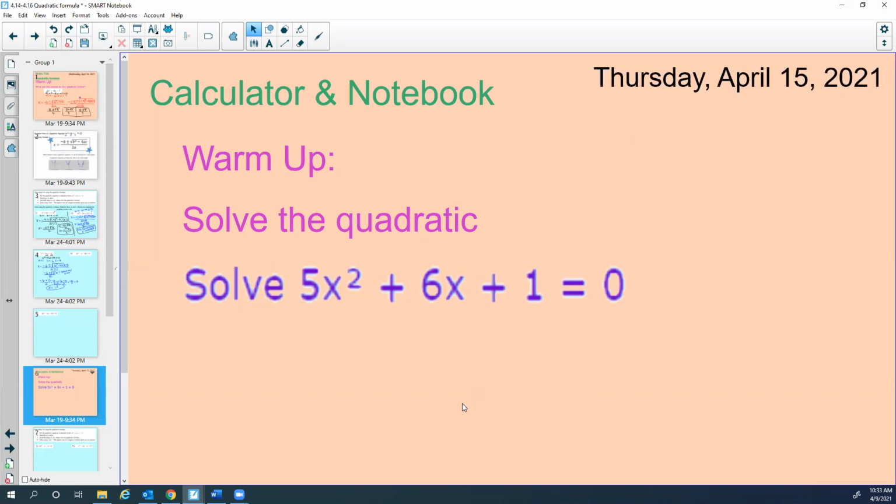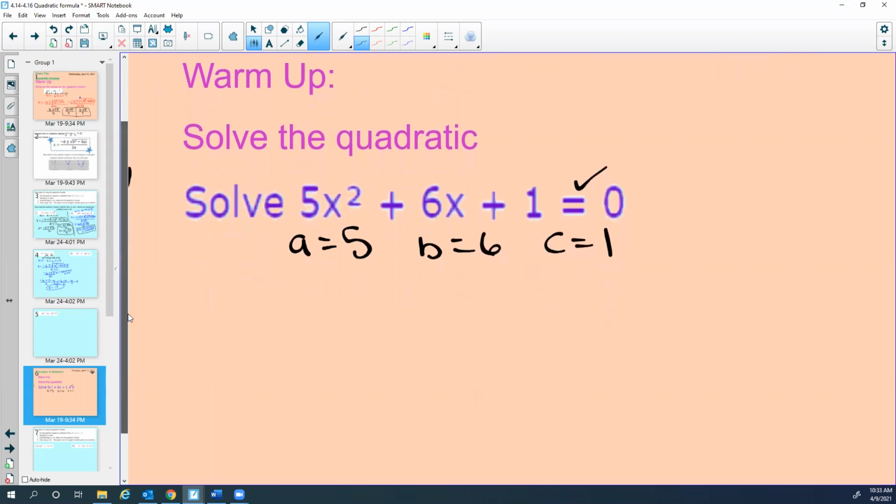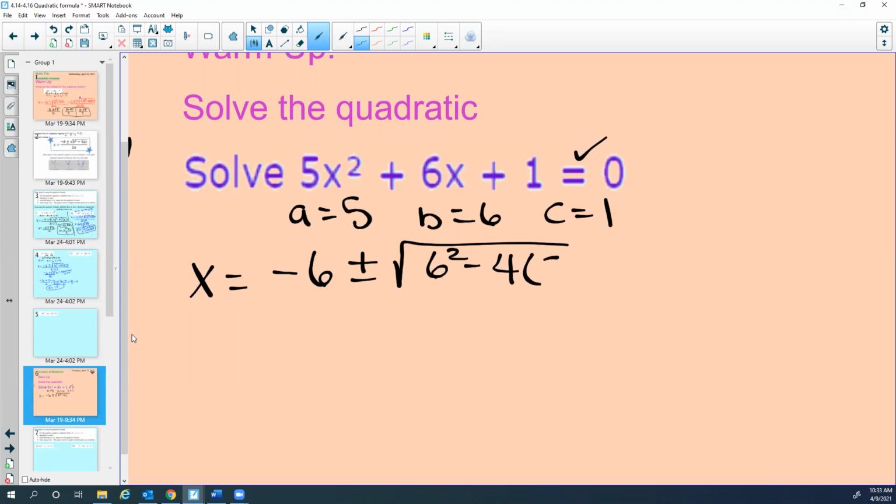Okay, so from yesterday we learned we need the equation to be equal to 0, which we are. Identify our a, b, and c, and then go ahead and put this all into our quadratic formula to find out what our x values are. So x equals -6 plus or minus the square root of b squared minus 4ac, all over 2a.